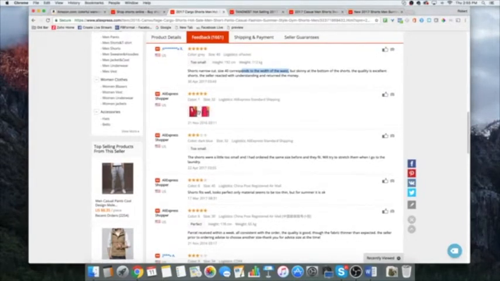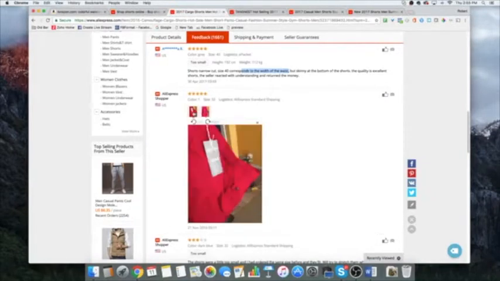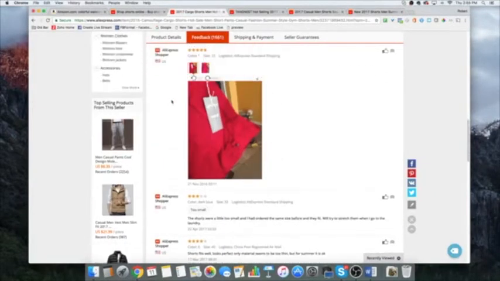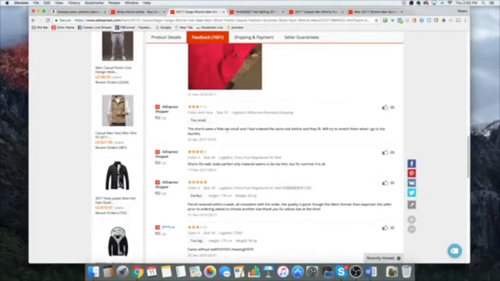So let's see. We got some pictures here. I don't really care about the pictures if they don't give us information, especially if it's blurry. "The shorts were a little too short, and I had to order the same size before they fit." I don't know what you mean by that. So you just kept ordering the same size and they finally fit? That doesn't make sense. Whatever. "We'll try to stretch them when I go to the laundry."